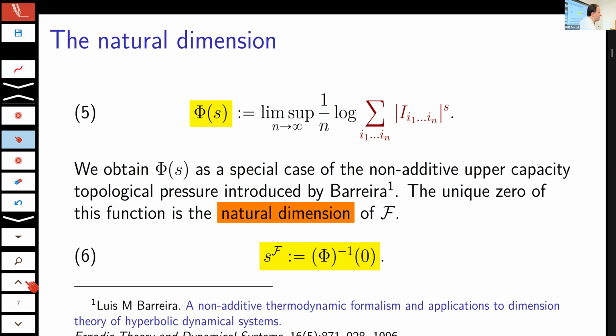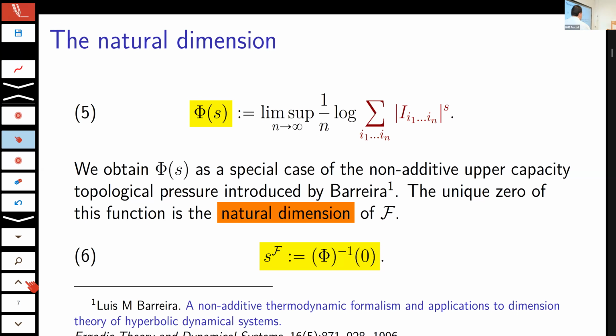Using this cover, I define a pressure function that we call the natural pressure function of the system, simply because this cover is quite a natural choice. We just take the cylinder intervals, calculate the length, raise it to the s-th power, sum it up for all n-length words, and define a pressure function the usual way. This pressure function was already studied by Barreira, who called it the non-additive upper capacity topological pressure in his article. This function is actually a special case of his function that was defined in an even more general setup. This function has a unique zero, which we call the natural dimension of the system.